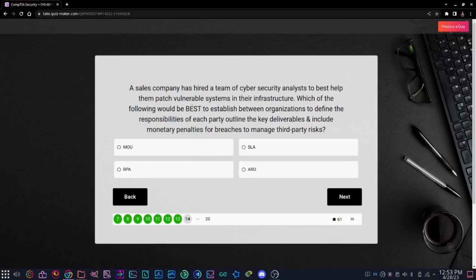So we have the statement here, best to establish between organizations to define the responsibilities of each party. The best answer here for that one would be MOU, or Memorandum of Understanding.